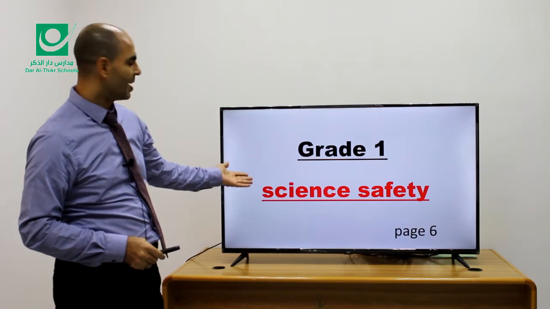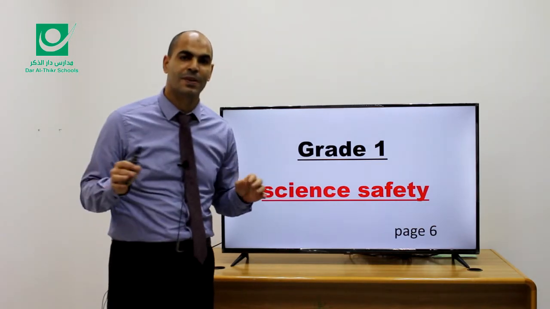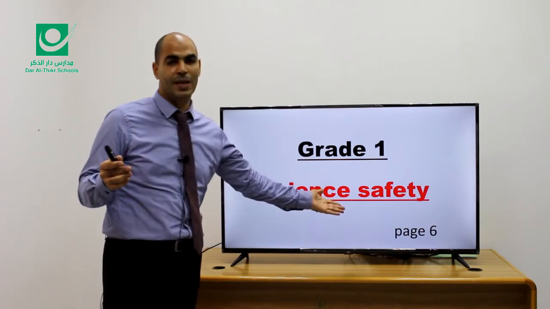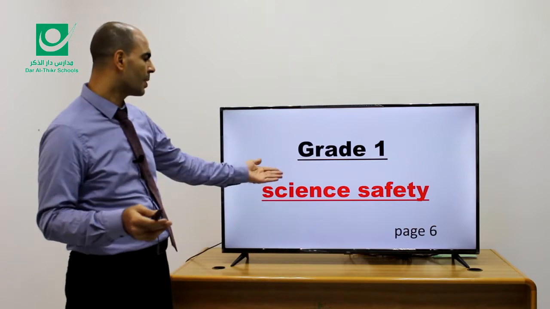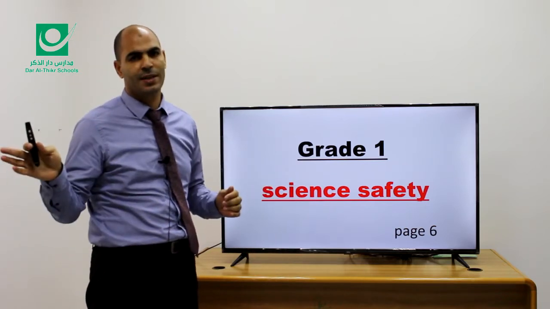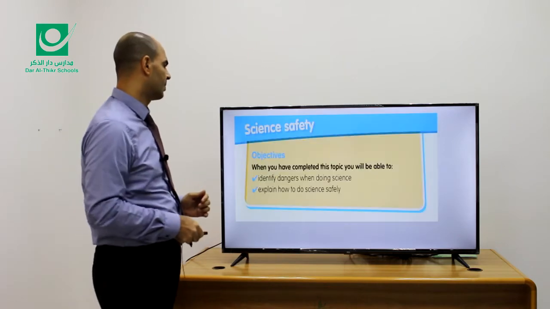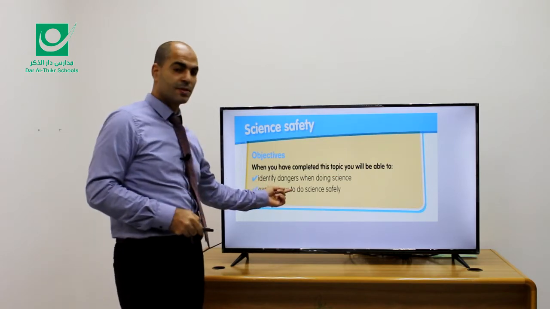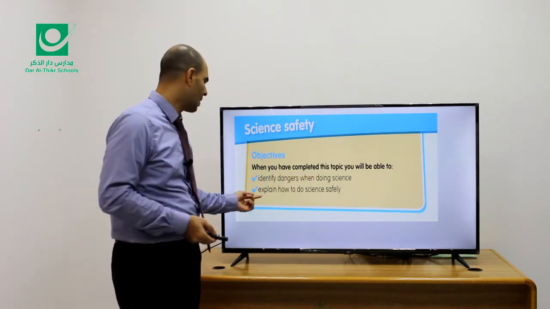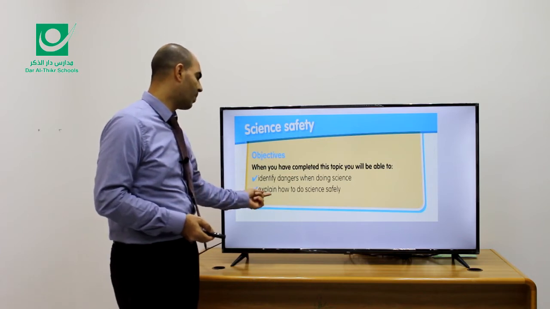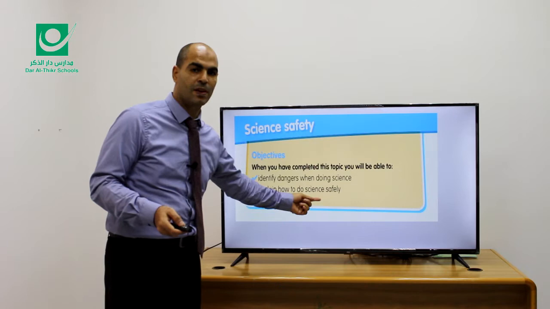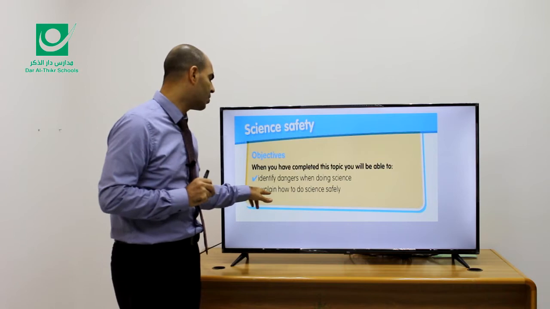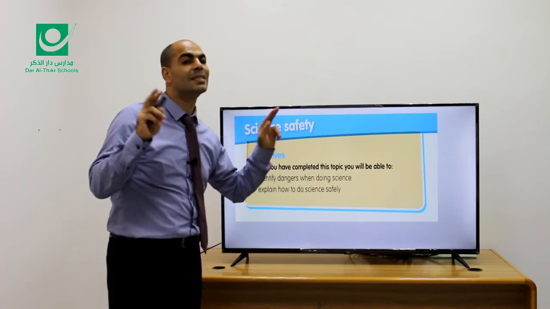Today we will learn how to be safe in science labs. So our lesson, which is on page 6, is about safety and dangers on the other side. So the aims of our lesson are to identify dangers when doing science, and we also have to explain how to do science safely. So we have to identify dangers and we have to do science safely.